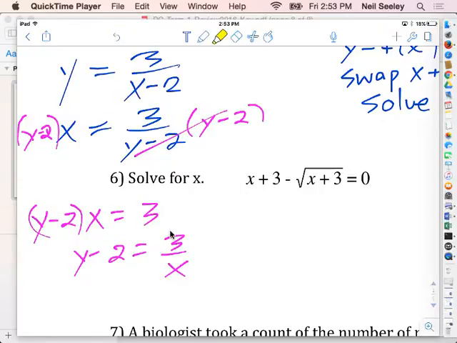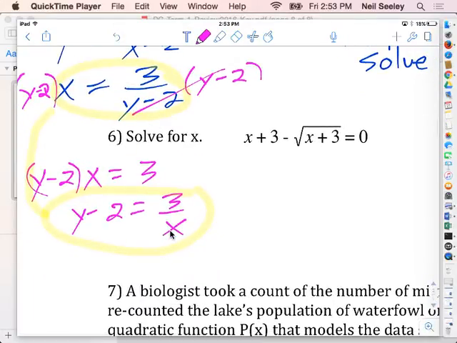Do you see that if I would have just swapped the whole number, or the number that the fraction's equal to, in the denominator, I would have gone to this step right away. Such a great trick. I love that. Swap the x and the y minus 2. It's a good trick. Add 2 to both sides and you're done. y equals 3 over x plus 2.